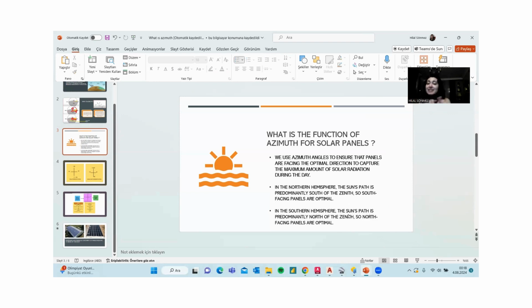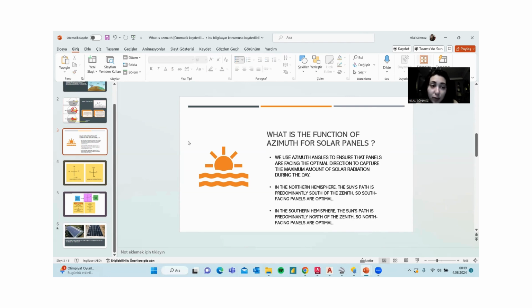That is related to the path of the sun, whether it is north of the zenith or south of the zenith. If the path of the sun is predominantly north of the zenith, then north-facing panels are optimal. But if the path of the sun is predominantly south of the zenith, then south-facing panels will be optimal.